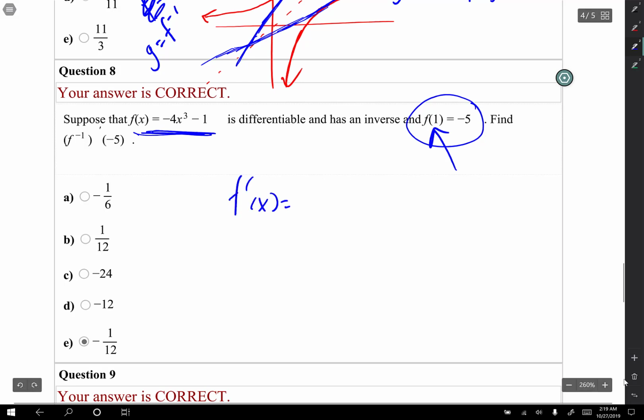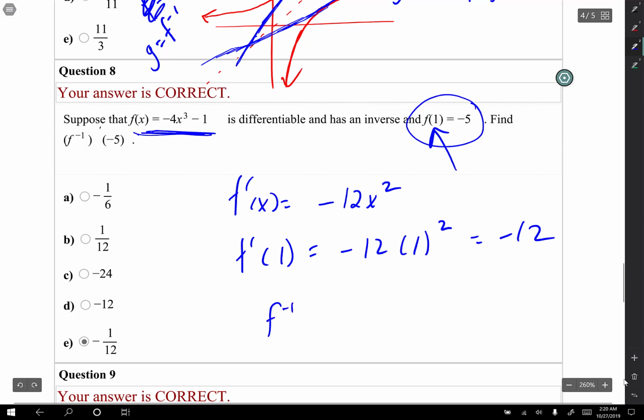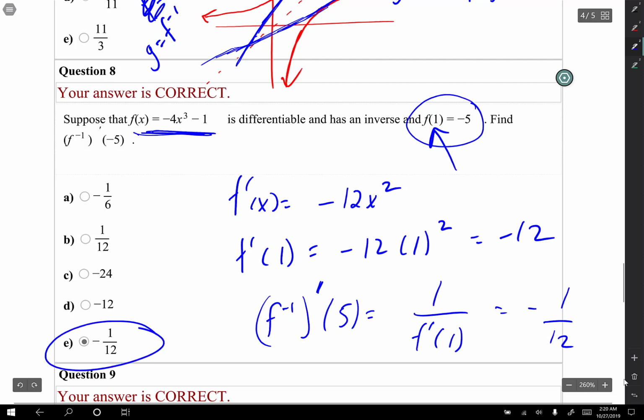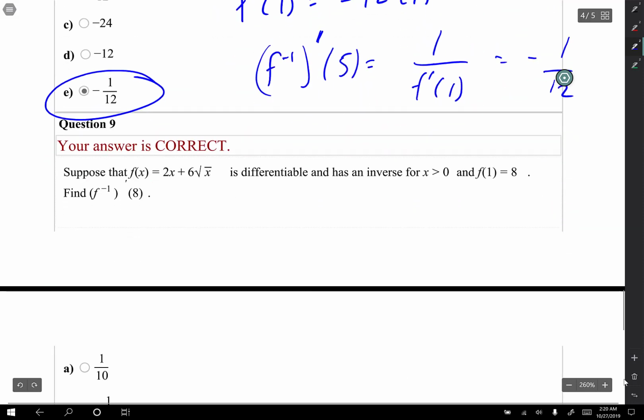f prime of x is equal to negative 4 times 3, which is negative 12x squared. The 1 is a constant. I'm going to plug in a 1. So negative 12 times 1 squared, so I get negative 12. And then I just take the reciprocal of that. So I know that the derivative of the inverse at negative 5 is nothing more than 1 over f prime of 1. This is the original here. So negative 1/12. Let's go to the next one.